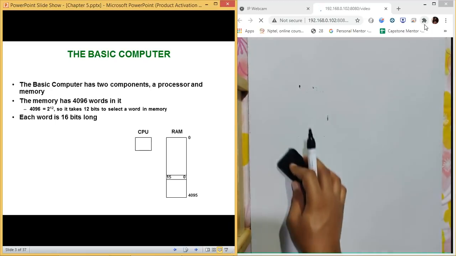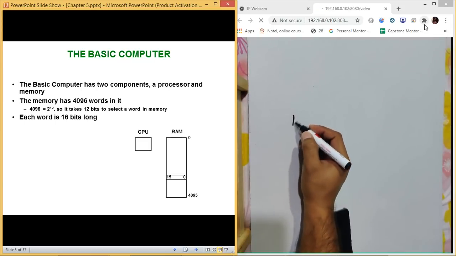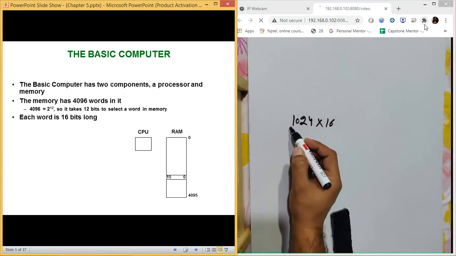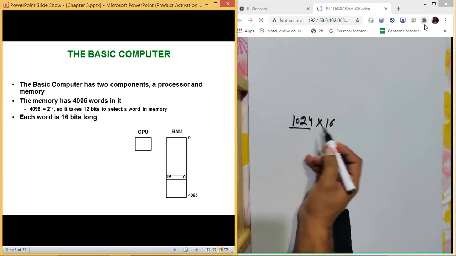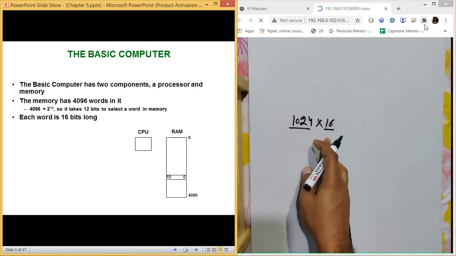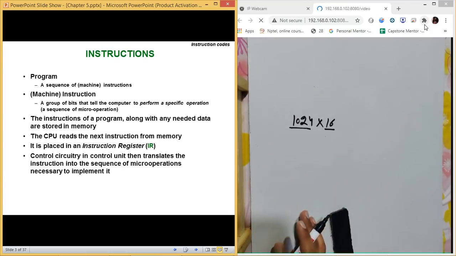So this was about memory. Now simply, if it is 1024 and 2^16, it simply says there are 1024 words, and in each word there are 16 bits. This is just an example.